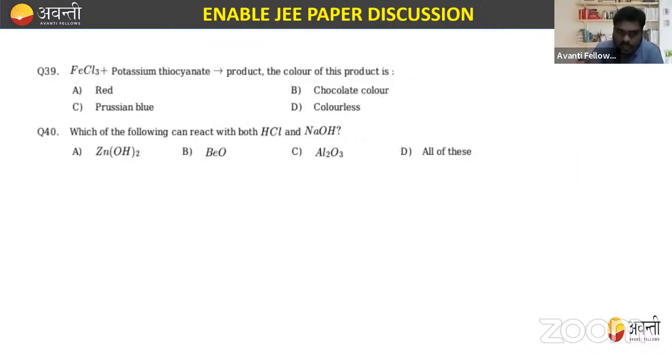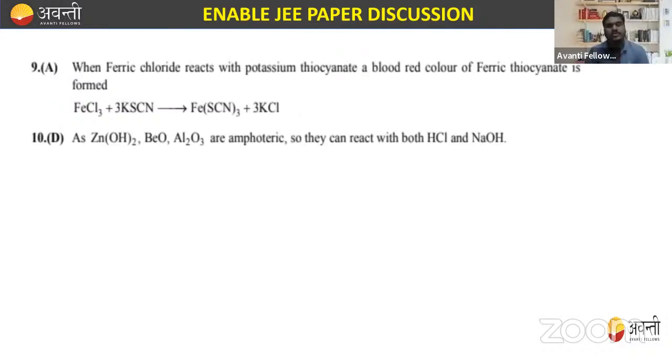Okay. Now, the next question is question 39. FeCl3 plus potassium thiocyanate gives a product, and the color of this product is red, chocolate color, Prussian blue, or colorless. So you have to identify the color when FeCl3 is treated with potassium thiocyanate. Then what is the color of this product? First of all, let's see what happens when FeCl3 is treated with potassium hydroxide. Which compound is formed, right?